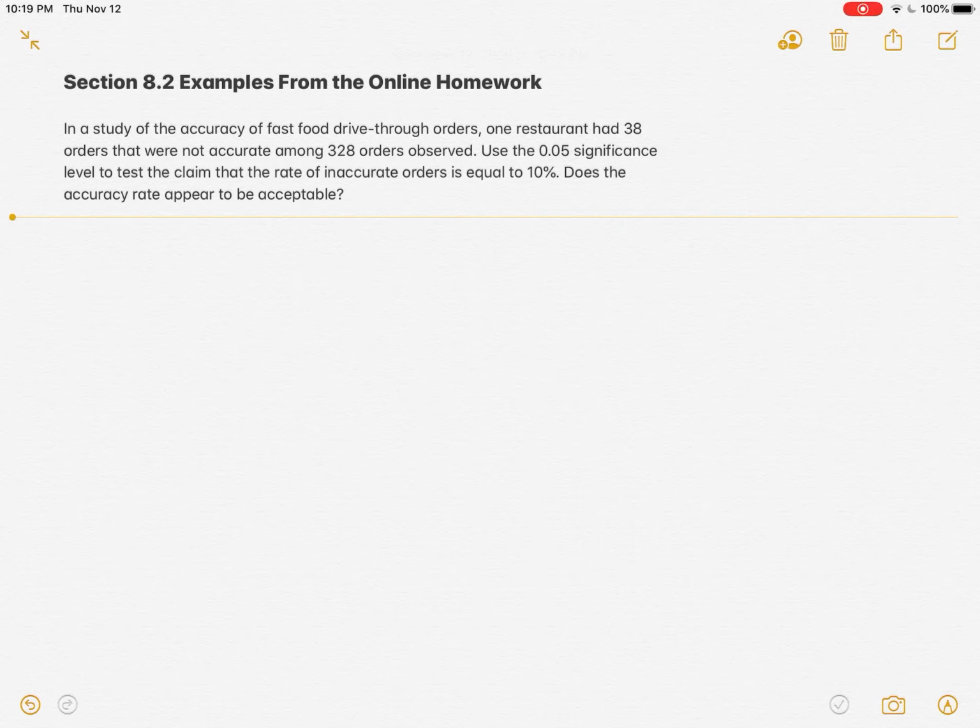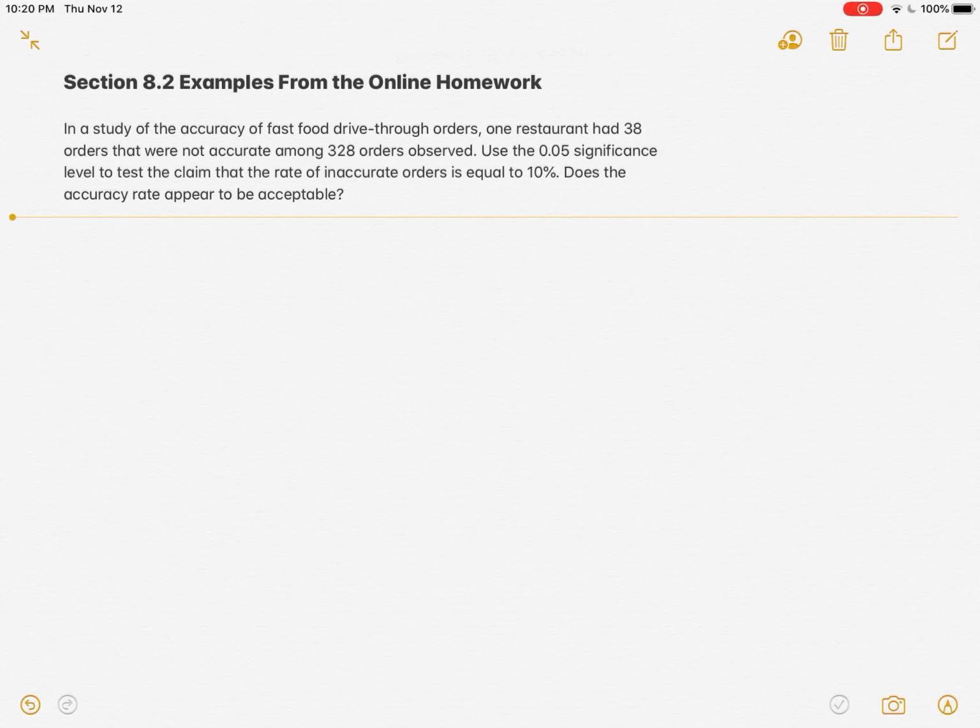You won't need anything more than a calculator, any calculator that you've been using throughout the course, as well as your charts, right? And we'll model what it's supposed to look like. So let's take a look at this very first one. In a study of the accuracy of fast food drive-through orders, one restaurant had 38 orders that were not accurate among 328 orders observed. Use a 0.05 significance level to test the claim that the rate of inaccurate orders is equal to 10%. Does that accuracy rate appear to be acceptable?